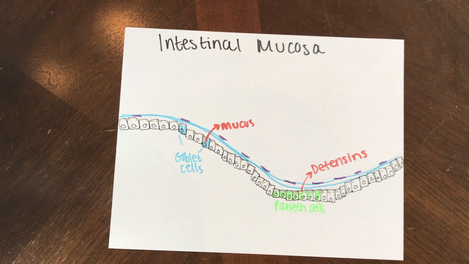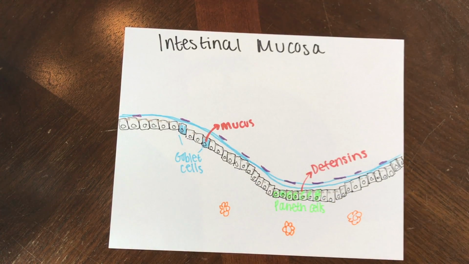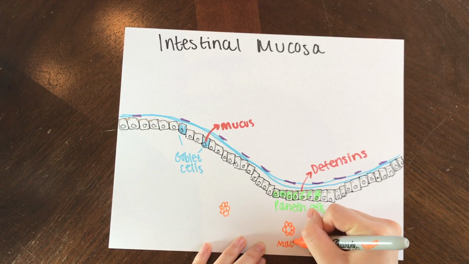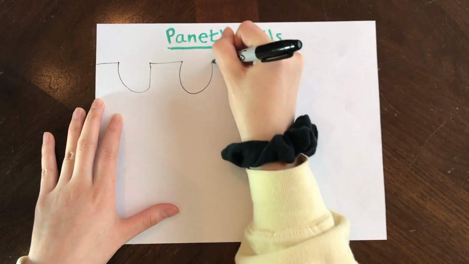disrupts the cell membrane. The Paneth cells also communicate the gut's bacteria levels with other cells called macrophages in order to help the immune system with bacterial immunity. This works by a typical receptor signal transduction pathway. Here's a closer look at this Paneth cell.